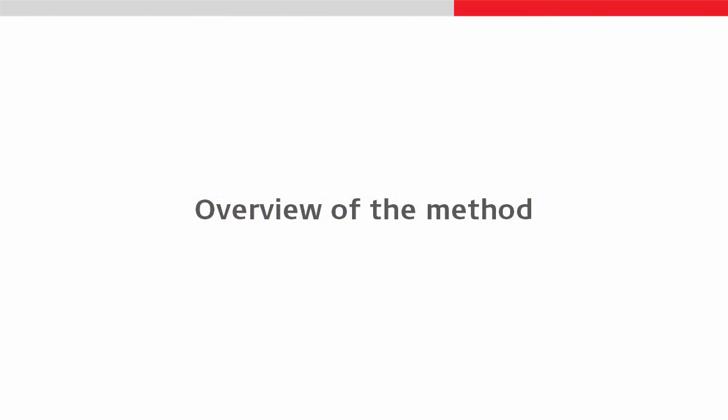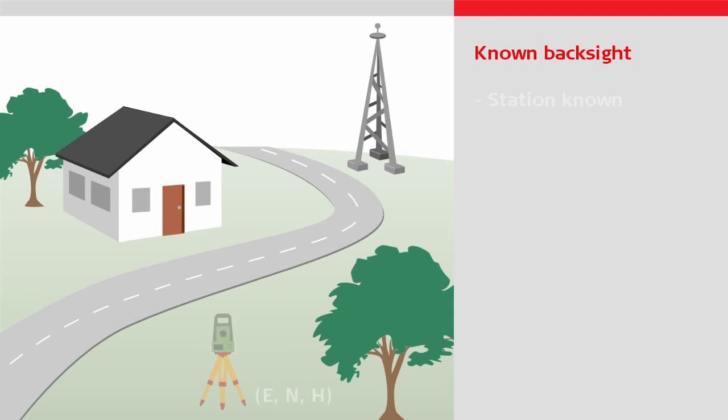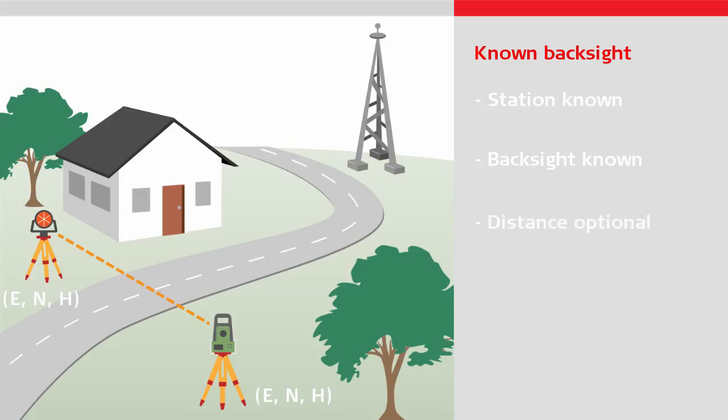The known backsight method can be used in the following case. If the point over which you will position the total station is known, there is only one backsight and the point over where the backsight is located is known. Normally this will be a prism mounted on a tripod, but it could also be a reflective tape mounted on a wall, or even simply a mark on a wall. You don't need to be able to measure a distance to the backsight, that is optional, but you do need to be able to see the backsight.